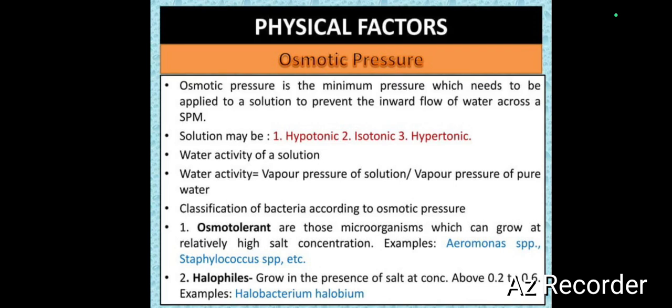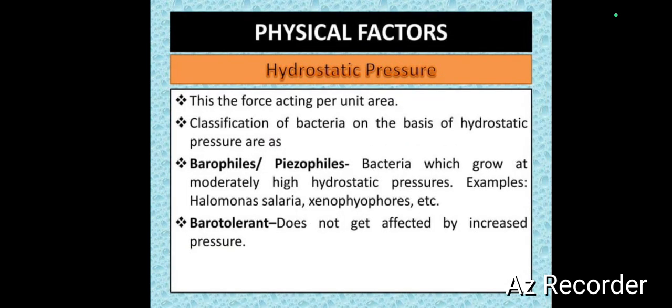Classification of bacteria according to osmotic pressure. The first one is osmotolerant, those microorganisms which can grow at relatively high salt concentration. Examples are Aeromonas species, Staphylococcus, etc. The second one is halophilic, which grows in the presence of salt concentration above 0.2 to 0.6. Examples are Halobacterium halobium. Next one is hydrostatic pressure.